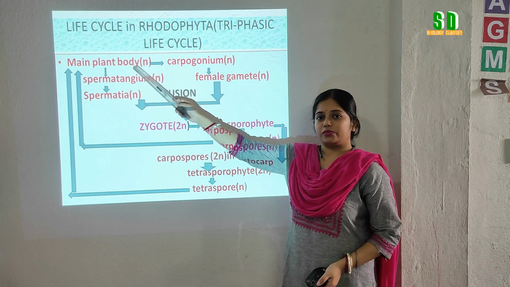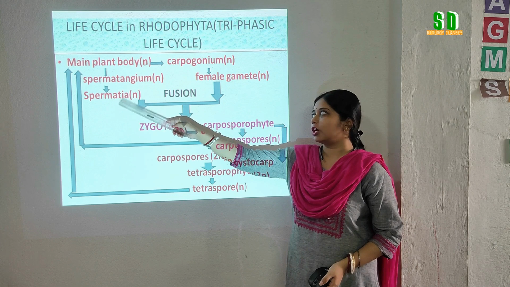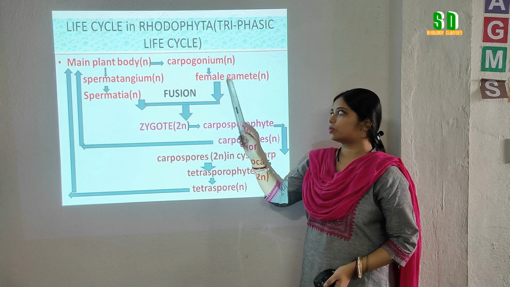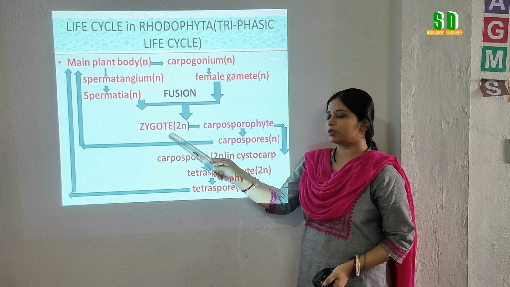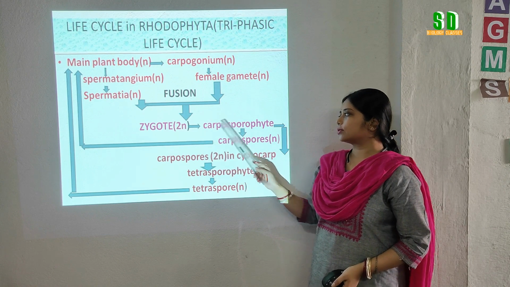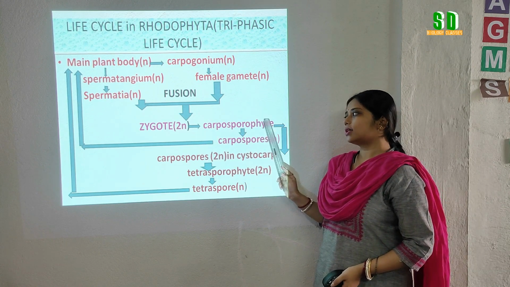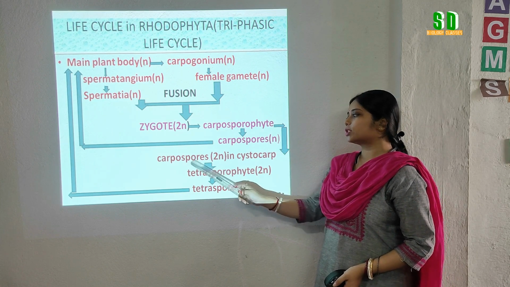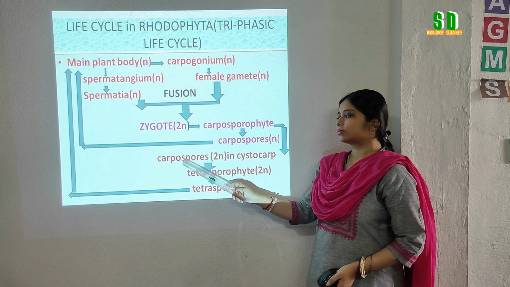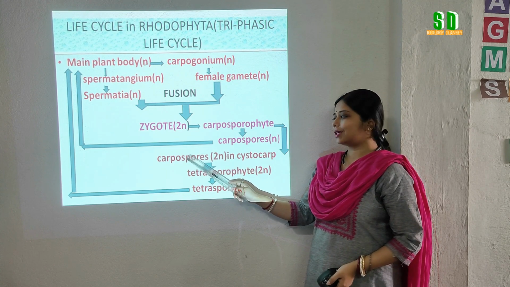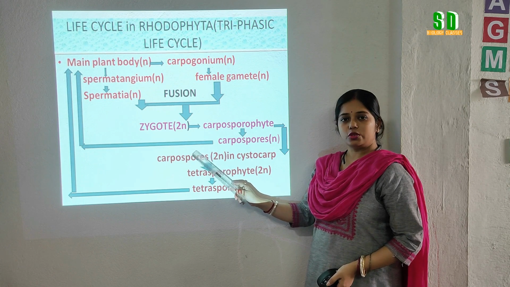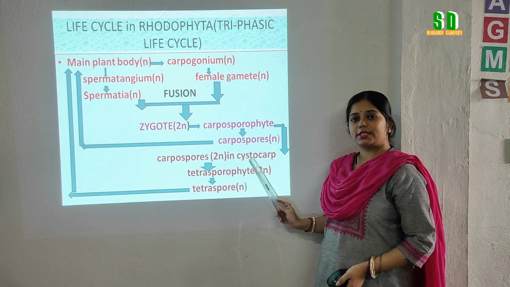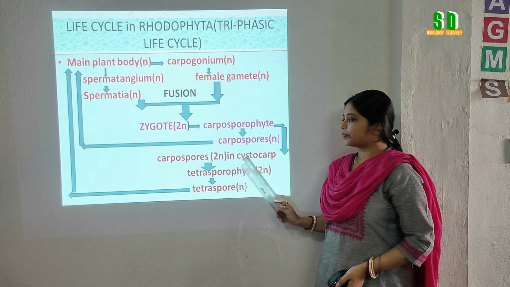The main plant body, the gametophytic plant body, produces the male gamete spermatia and the female gamete within the carpogonia. The male gamete spermatia fuse with the female gamete by the water current and give rise to the zygote. The zygote produces the carposporophyte. Inside the carposporophyte, the carpospores are formed, and they are also diploid in nature. The meiosis cell division does not take place here, and these carpospores are formed within a specialized cup-like structure called cystocarp.